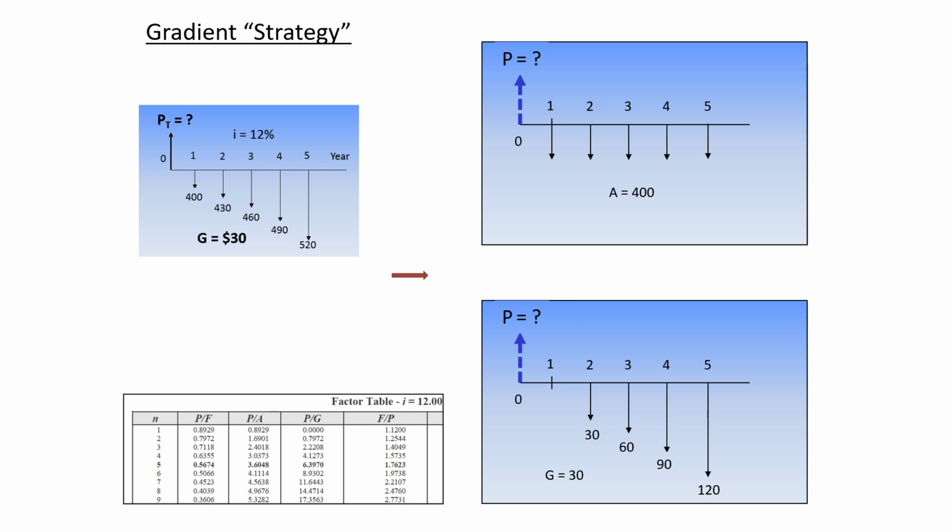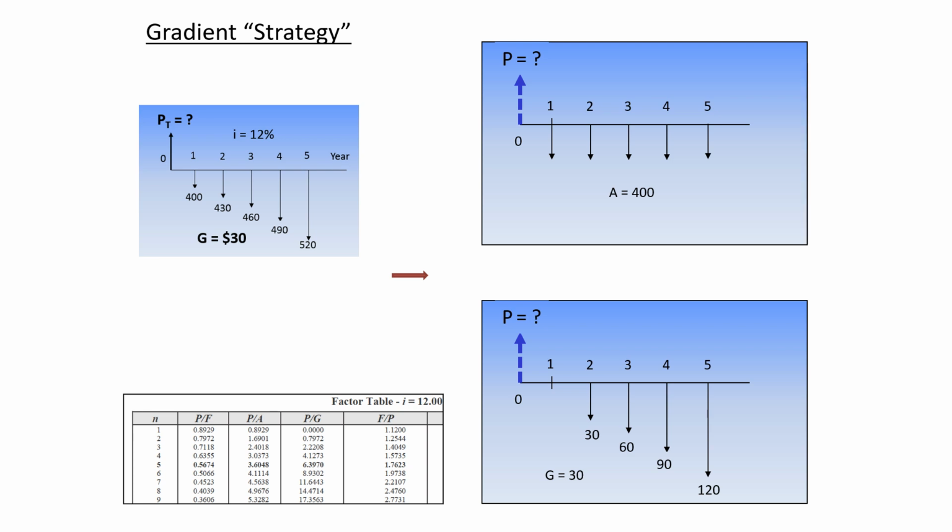Now, the second part of it is the gradient component. If we use this same abbreviation method, this is find P given G. So P/G means find the unknown P with a known gradient amount. The interest rate is 12%, and N equals 5. So once again, we can go to the table and find P/G for N equals 5, and this is the 12% table. There would be a completely different table for a different interest rate.